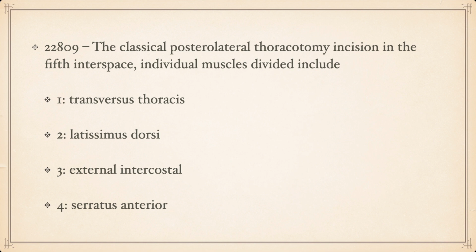So in a classical posterolateral thoracotomy, you divide latissimus dorsi followed by serratus anterior, and then you divide the muscles of the intercostal space in all of the layers, which would include the external intercostal. However, you do not, in a standard posterolateral thoracotomy, divide transversus thoracis. So hence it is false, true, true, true.